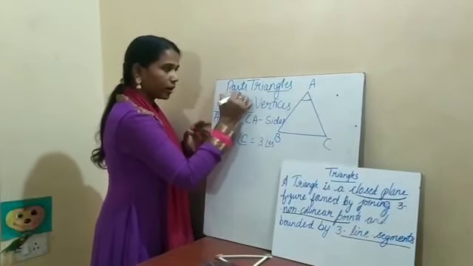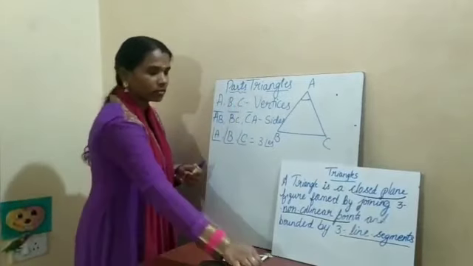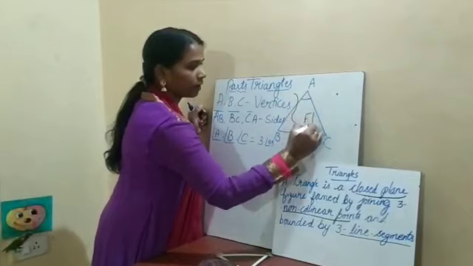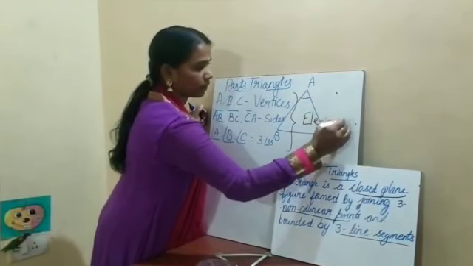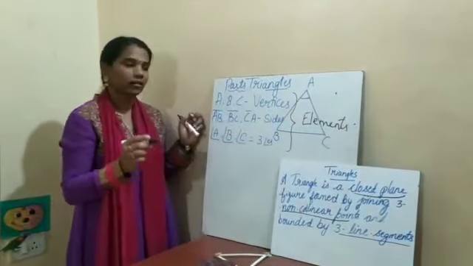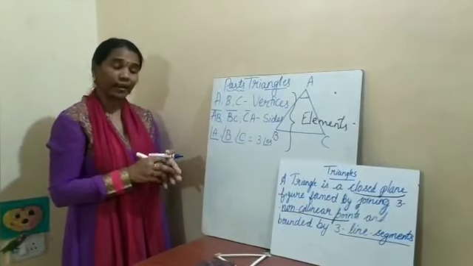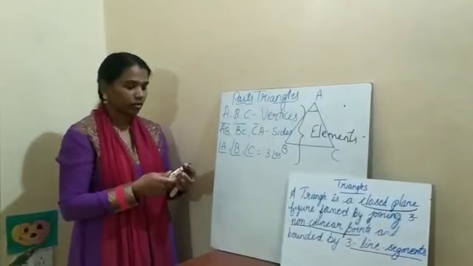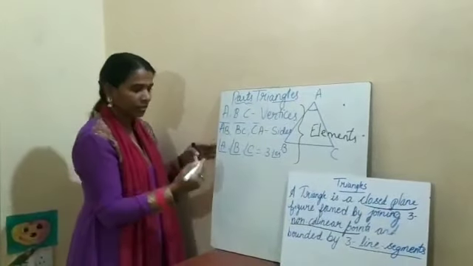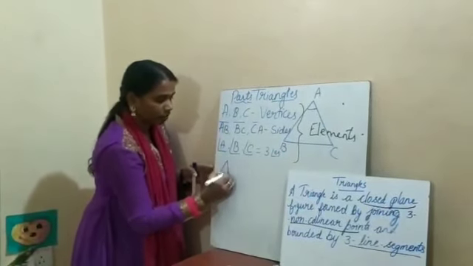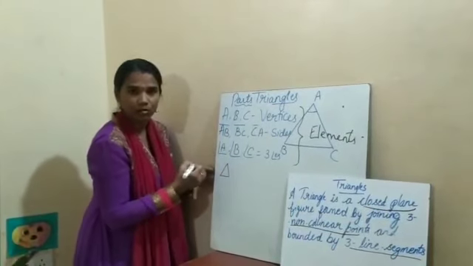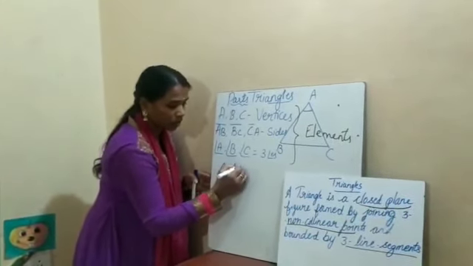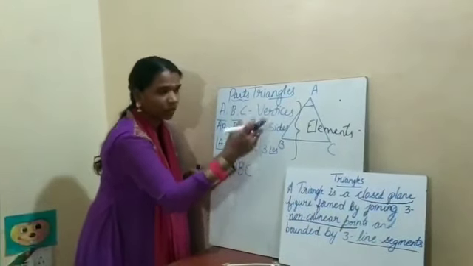These are the parts, also called the elements of a triangle. This is the basic of a triangle which we need to know, and also how to denote or represent a triangle. A triangle is represented by the symbol delta, a small triangle of course. This is how to denote a triangle. You can give any letters here.